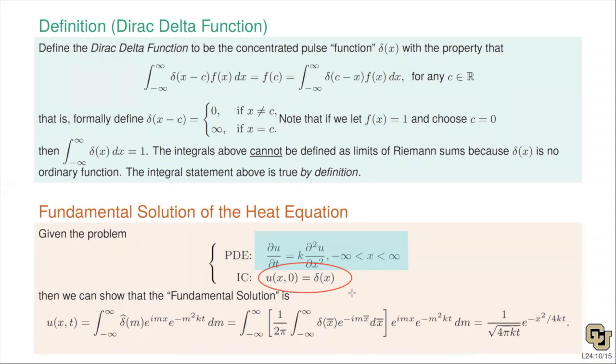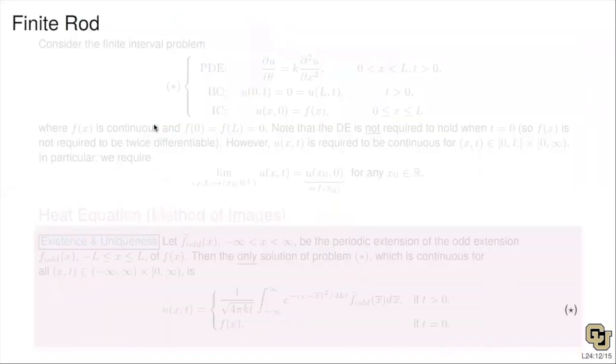So here, if we have the Dirac delta function as the initial condition, then we can show, using the transform and doing some math, that we get this, essentially a bell curve. That's essentially the Gaussian bell curve as the solution. So the question is now, why do we call it the fundamental solution? Here's why.